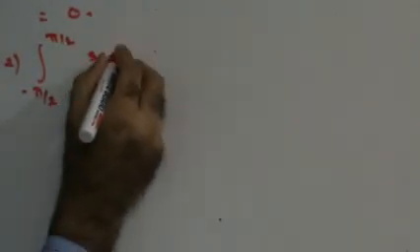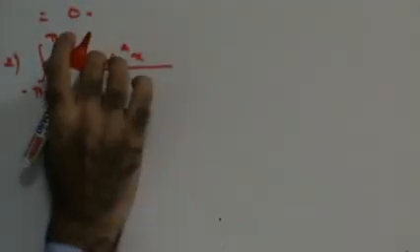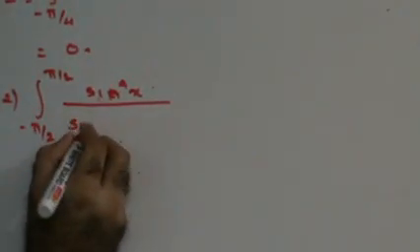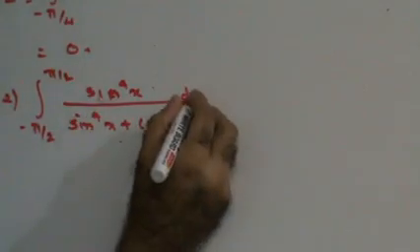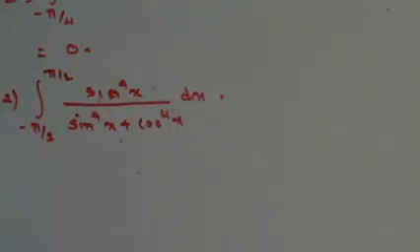Integral of minus pi by 2 to pi by 2 sin 4x upon sin 4x plus cos 4x dx. Right? Now, first thing what we will do is we will check the function.